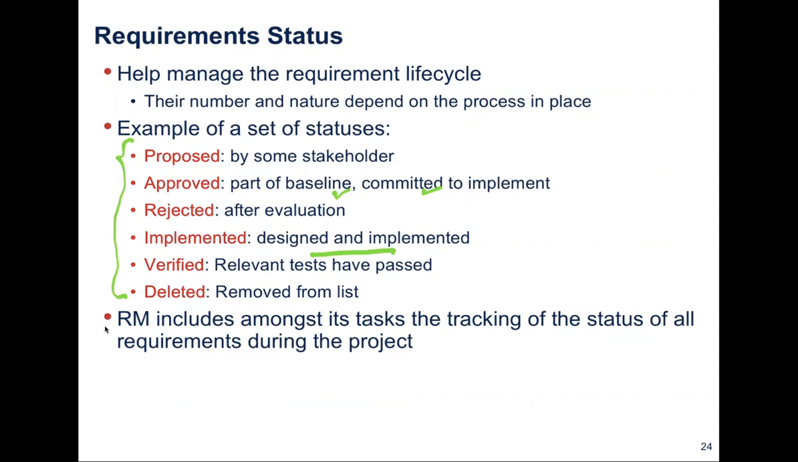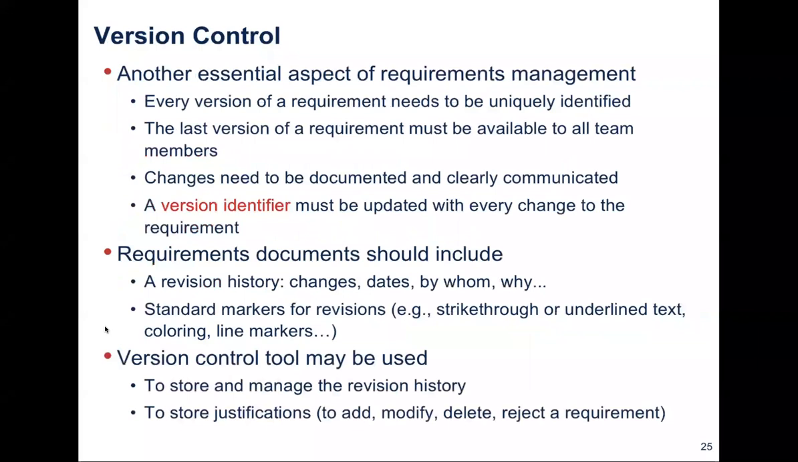In addition to the changes and identifying the requirements, so we could adapt to any change in those requirements, it's also good to provide version control to the requirements, which is considered as another essential aspect of requirements management. Every version of a requirement needs to be uniquely identified in the same way as each requirement. The last version of a requirement must be available to all team members. Changes need to be documented and clearly communicated. That's part of the documentation.